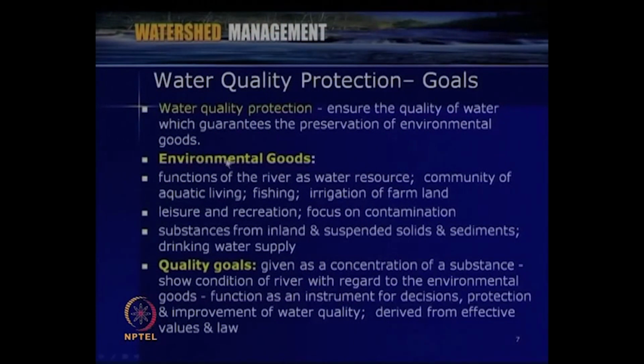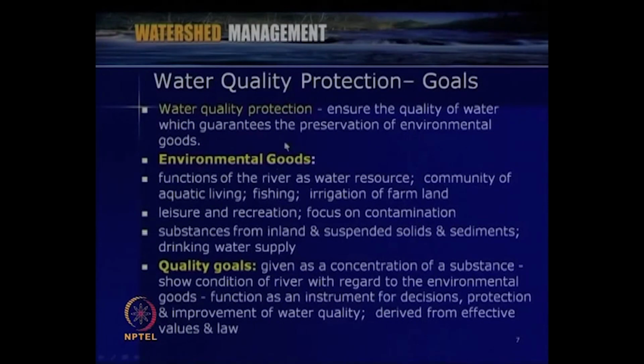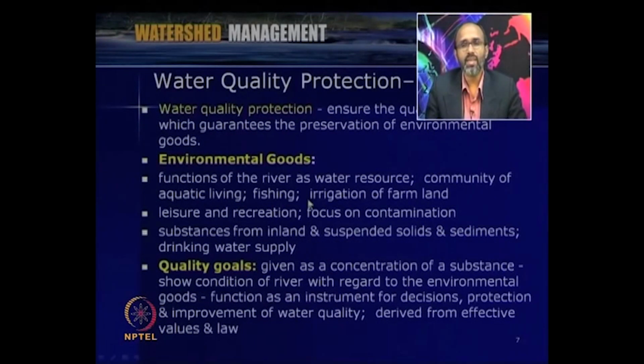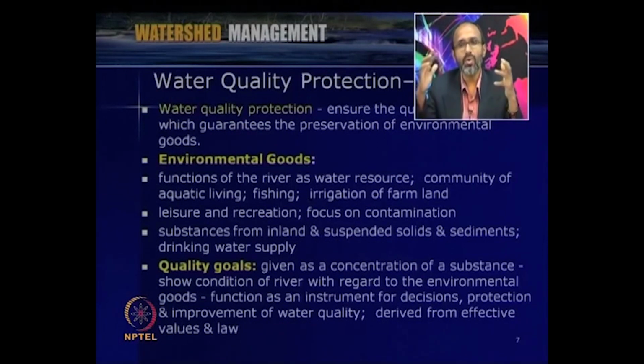When we look into the environmental goods, it is just like the functions of the river as a water resource, community of aquatic living, then fishing, irrigation of farmland, and leisure and recreation purposes. As far as contamination is concerned, various standards and goals have to be set, and we have to see the substances from inland, suspended solids and sediments. Especially for drinking water, the best quality water is required. That way we can set the environmental goals or environmental goods.